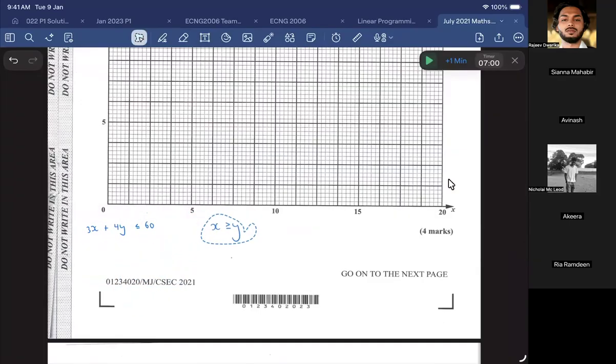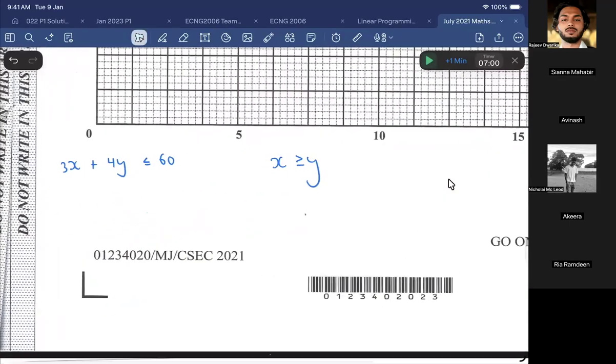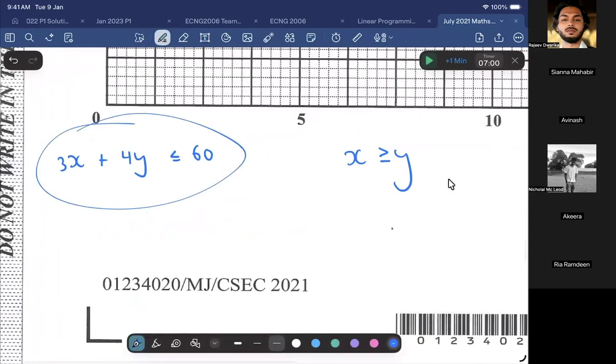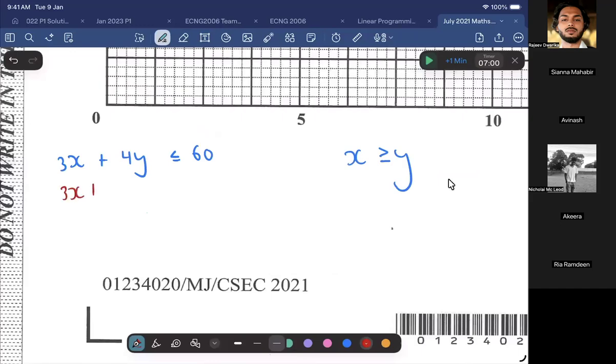So guys, your first step is to write the inequality as an equation. So what would this look like if it was an equation? 3x plus 4y is equal to 60. Great. We need to sketch the line, so you need how many points? 2. Right. Which one do I want to find first, the x-intercept or the y-intercept? You could do the x-intercept first.